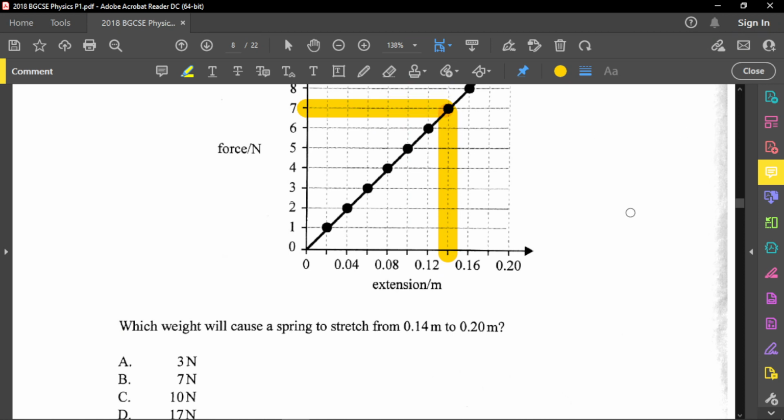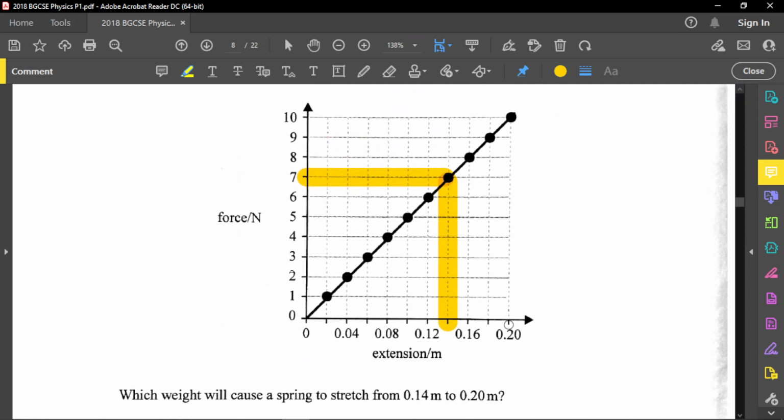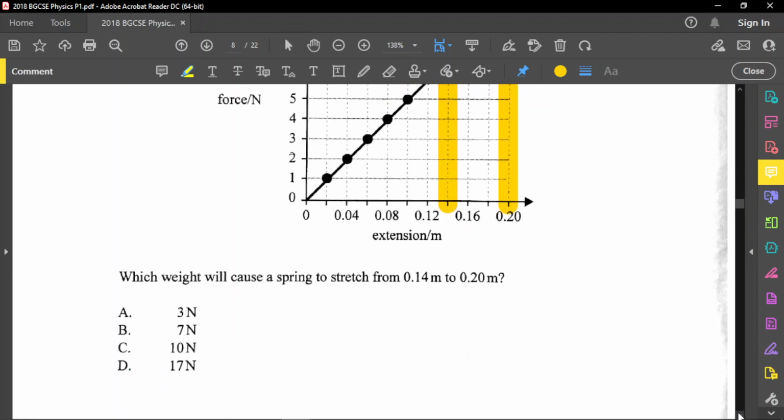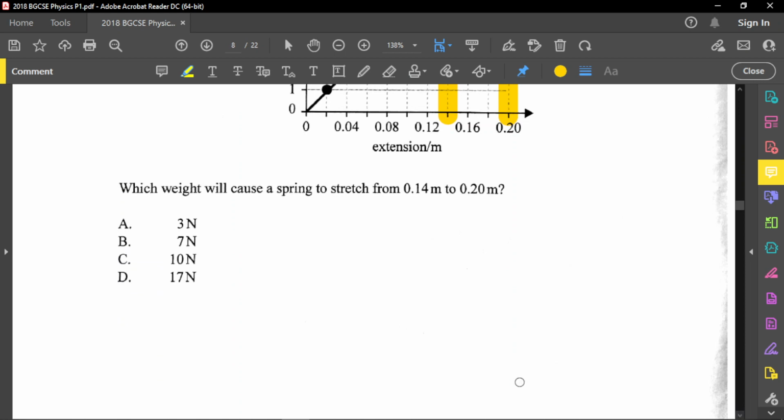All right, let's look at the other one, which is 0.2. It will go straight through this line, like so, and then it comes here. And so the extension causing this change is from 7 to 10. So 10 minus 7, you get 3 newtons. So 3 newtons will be our force that caused that change, all right?